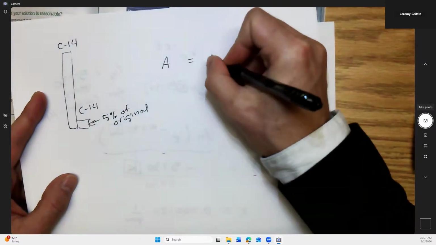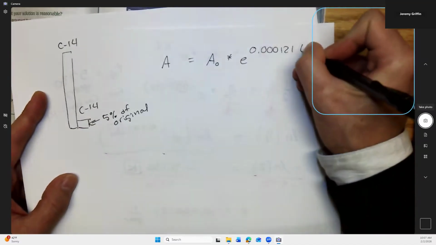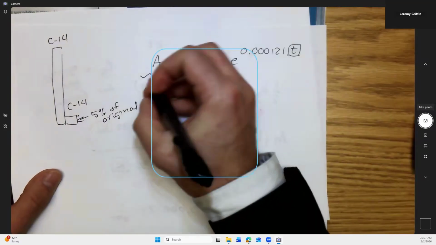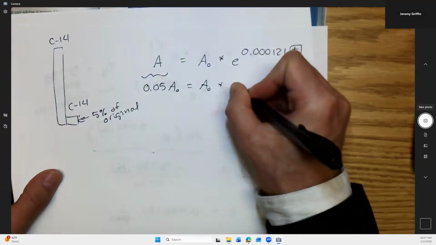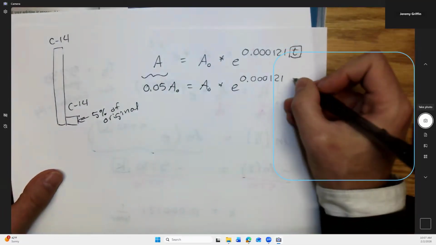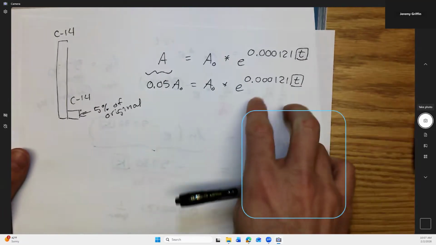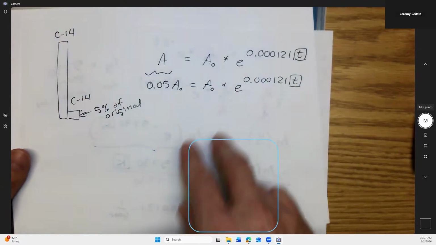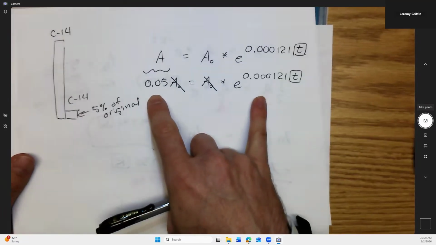So the amount is equal to the initial amount times e to the 0.000121 times however much time has passed, which is what we're solving for. And this is 0.05 times A naught. They never told us what A naught was specifically. It's like some concentration. Right now, all of us have a tiny proportion of carbon 14 inside our living cells, and this dissipates as soon as we die. But the initial amount doesn't matter anyway. It's really proportions that matter.